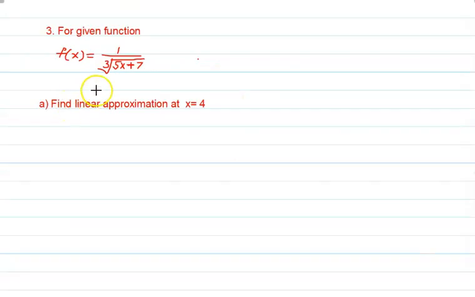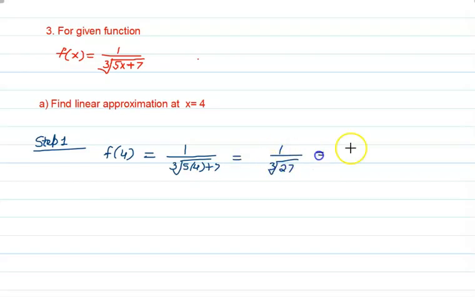For this next problem, we are given a composite function which we need to approximate at x equals 4. So the initial steps are very similar to what we did earlier. For step 1, we find the y value at x equals 4. When we plug in x as 4, we get 27, and the cube root of 27 is 3. So we get f(4) equals 1/3.